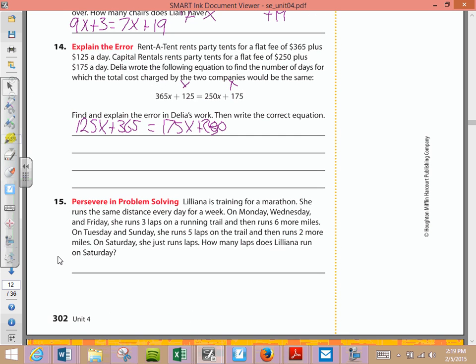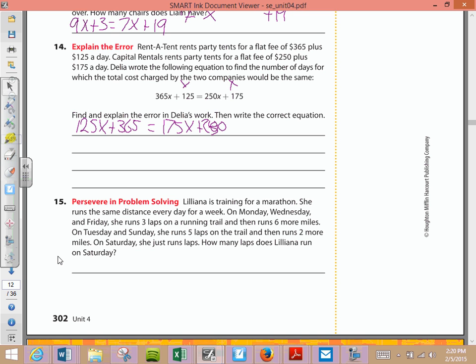The next one: Liliana is training for a marathon. She runs the same distance every day for a week. On Monday, Wednesday, and Friday, she runs 3 laps on a running trail and then runs 6 more miles. On Tuesday and Sunday, she runs 5 laps on the trail and then runs 2 more miles. On Saturday, she just runs laps.